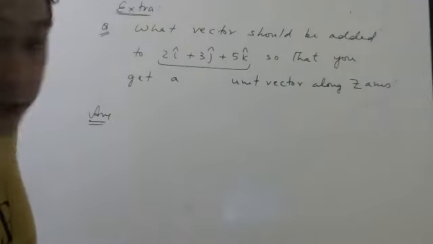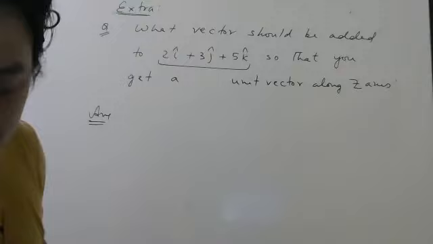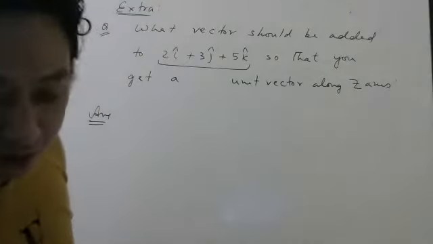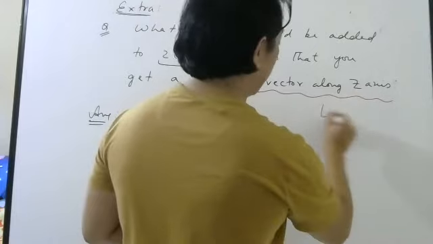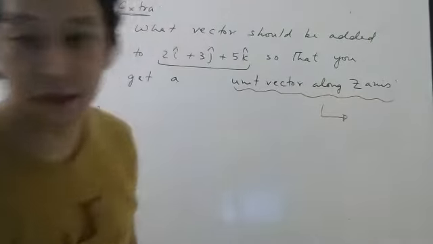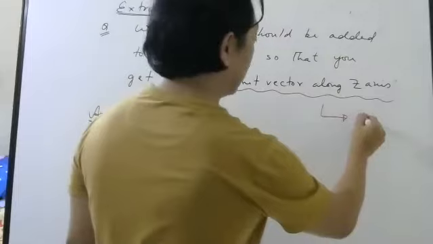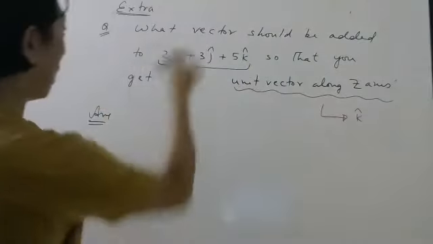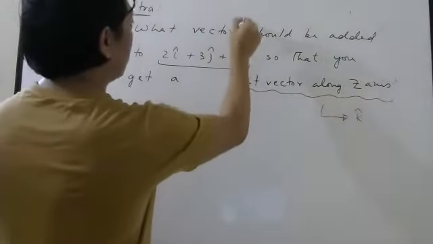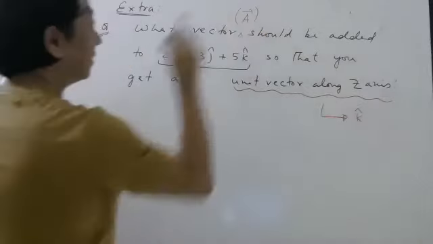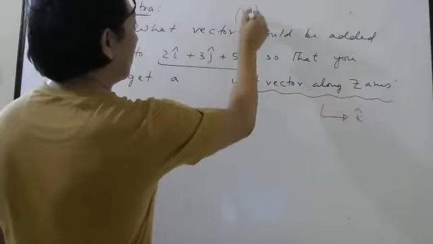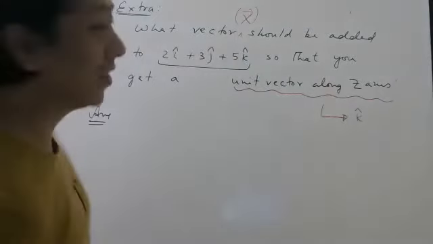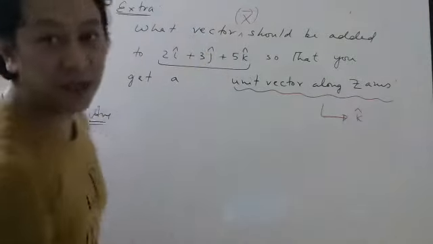I will do it, whether you do or not, whether you get the answer or not, don't worry. But I want you to think. Two i cap plus 3 j cap plus 4 k cap. Now, what is the unit vector along z-axis? K cap. So they are saying what vector should be added. Let us call this unknown vector x bar. In mathematics, we usually write x, no?